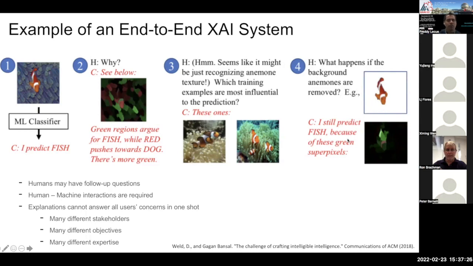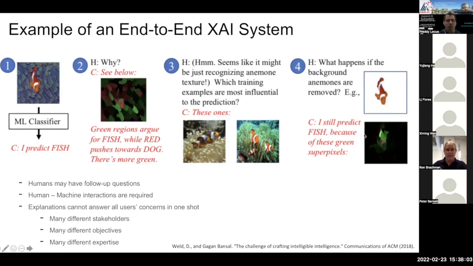So there's more green. And then the user could keep challenging the system and say, well, actually, it sounds like you're recognizing more the animal texture rather than the fish, and the system might come back and say, well, okay, but here are the examples which are pretty close to it, so I'm quite okay that it's that kind of fish. And then the human can go back and say, but what happens if you remove some part of the background?